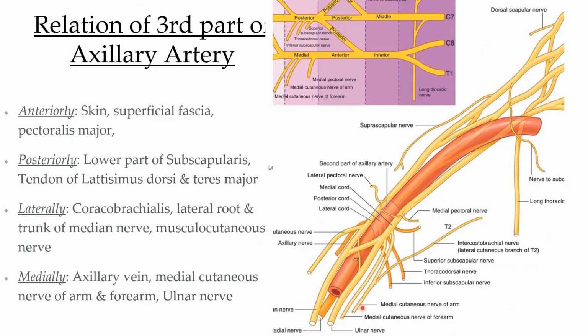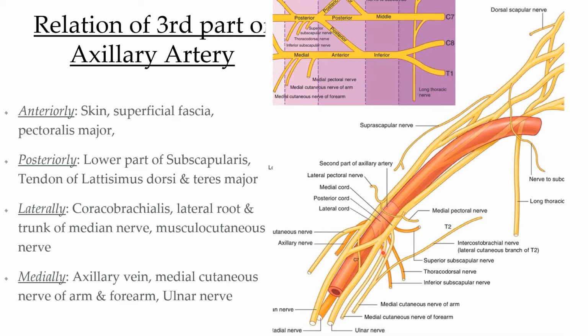Now this illustration is to show you the medial and the lateral relation of the third part of axillary artery. Medially, the third part of the artery is related with the branches of medial cord of brachial plexus, and laterally it is related with the branches of lateral cord of brachial plexus. So let us see what all we can see. This is the continuation of medial cord. Medial cord, after giving all the branches, continues as ulnar nerve. So you can see ulnar nerve related medially with the third part of axillary artery.